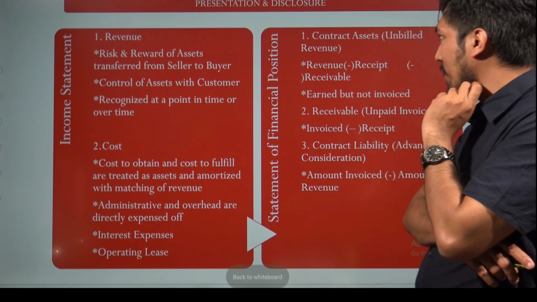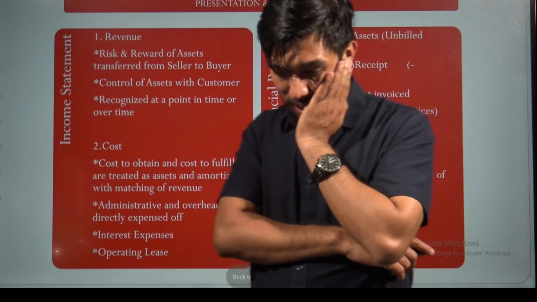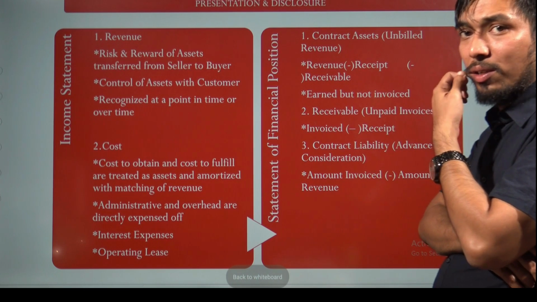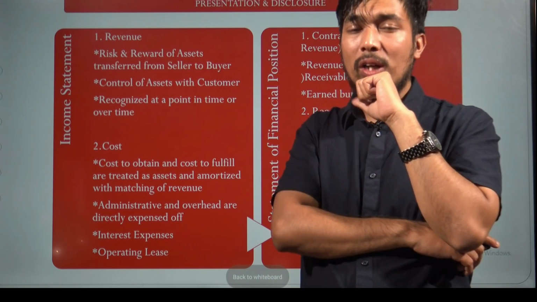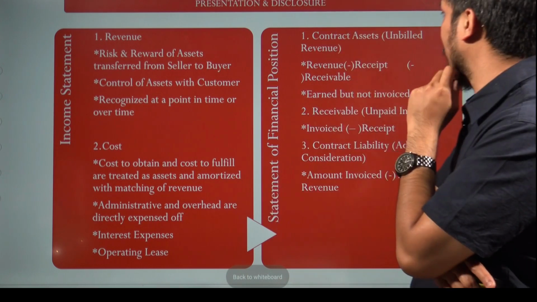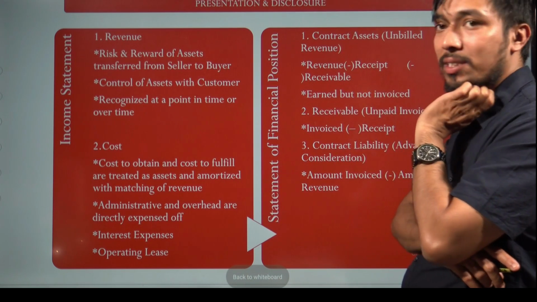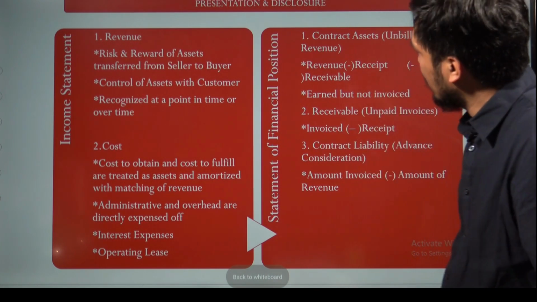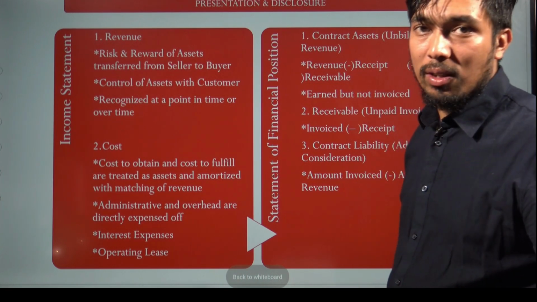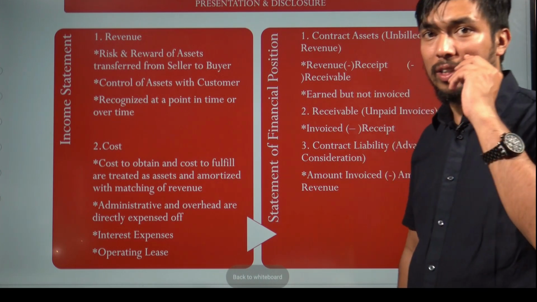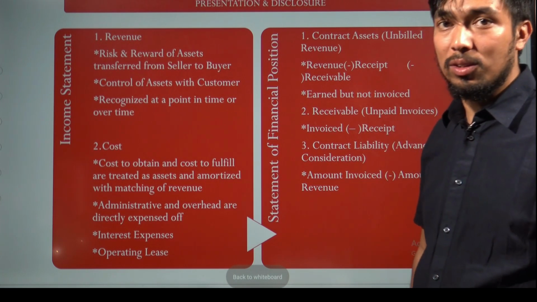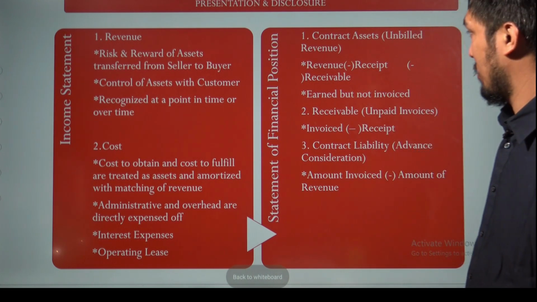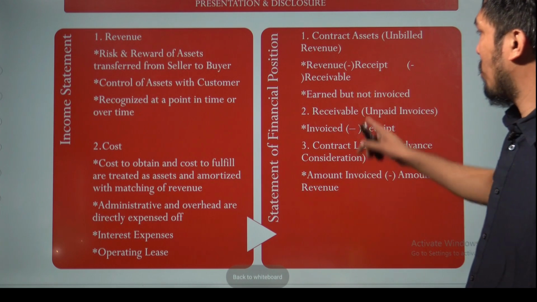And in the statement of financial position, the first terminology here is contract assets. That is unbilled revenue, that you have already worked for and earned a certain amount of, but not billed to the customer. That will be considered as contract assets. That is revenue minus receipt minus receivable. When you have worked for the customer and billed, and yet you have not received payment, then that will be considered as receivable, not contract assets. But if you have already worked but not billed it, that will be considered as contract assets. So a contract asset is considered as earned but not invoiced.